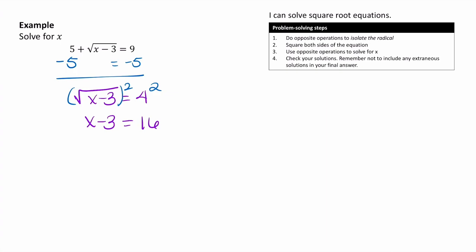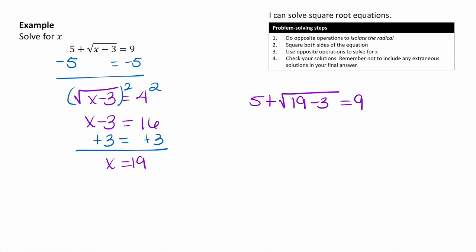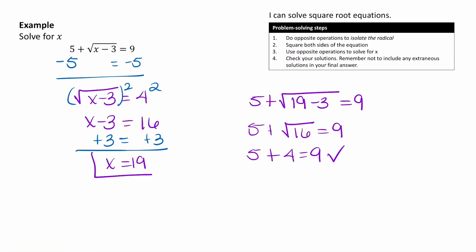Now to get x by itself, I'm going to go ahead and do the opposite of minus 3, and I'm going to add 3 to both sides. When I add 3 to both sides, I get x equals 19. Let's go ahead and check x equals 19 by plugging back into the original equation. So I have 5 plus the square root of 19 minus 3, and I'm checking if that equals 9. So that's 5 plus the square root of 16, which is 4, that's equal to 9, which is in fact true. So x equals 19 is the solution to this problem.